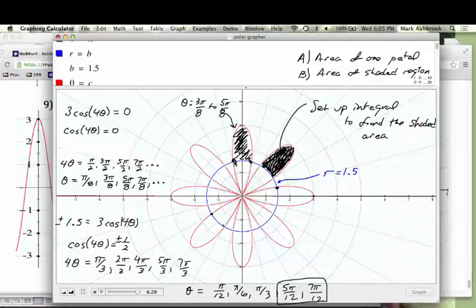And it's going to be outer minus inner. So you're going to have the outer, f of theta squared, which is the 3 cosine 4 theta, minus the inner 1 1/2, 1.5 squared. There it is.